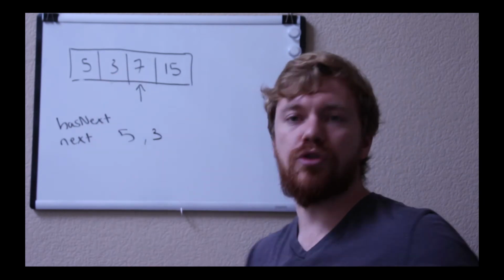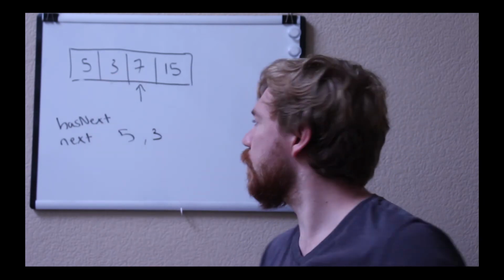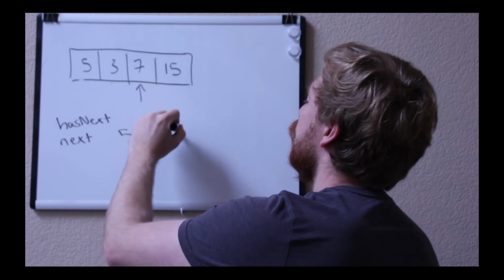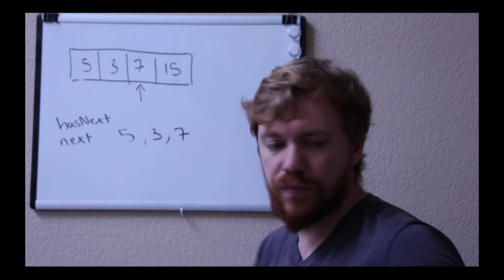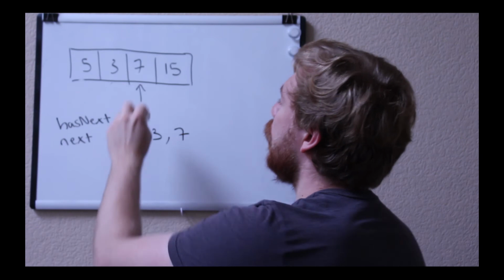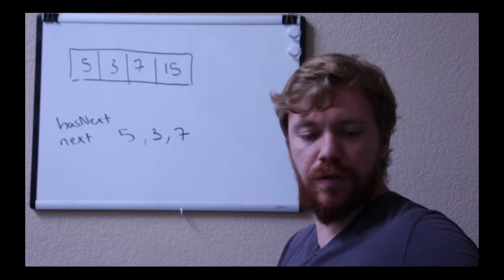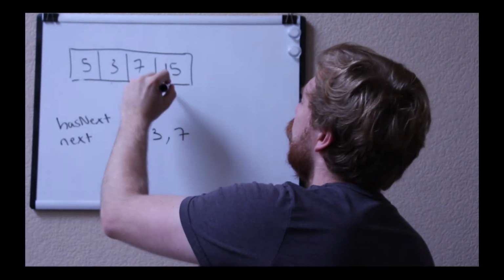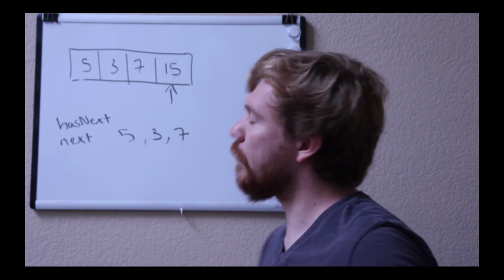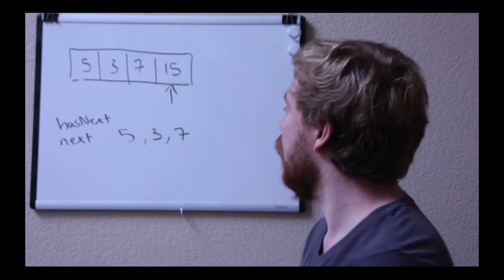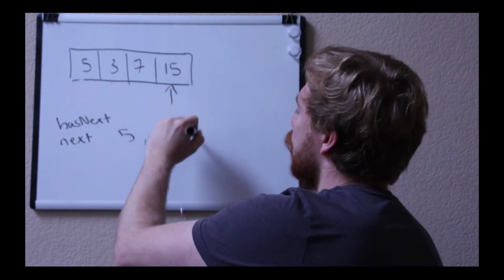hasNext returns true, there's still another element to be returned. And so next would then return the 7. And then the loop continues. hasNext, of course, returns true again. And so the next method will return the 15.